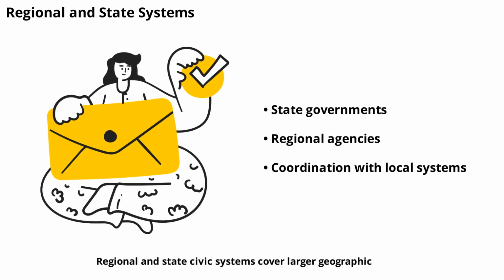Regional and state civic systems cover larger geographic areas and address issues that go beyond local boundaries. State governments, for example, oversee education standards, transportation infrastructure, and public health policies. They coordinate with local governments to implement programs and respond to emergencies. Regional agencies may manage resources like water or air quality that affect multiple communities. By understanding the role of regional and state systems, citizens can better navigate the layers of governance and advocate for policies that benefit their region.